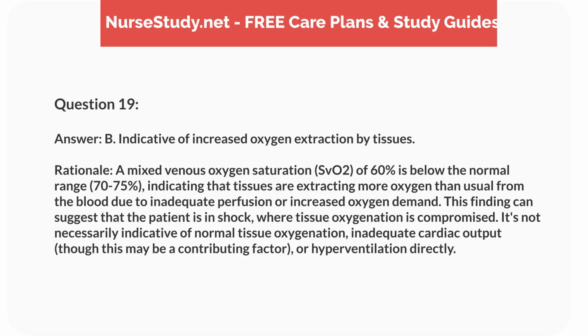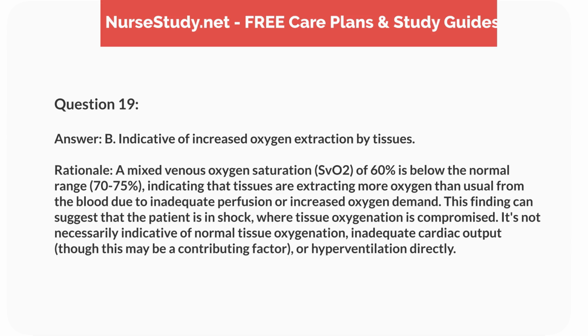Rationale: a mixed venous oxygen saturation, SvO2, of 60% is below the normal range, 70 to 75%, indicating that tissues are extracting more oxygen than usual from the blood due to inadequate perfusion or increased oxygen demand. This finding can suggest that the patient is in shock, where tissue oxygenation is compromised.